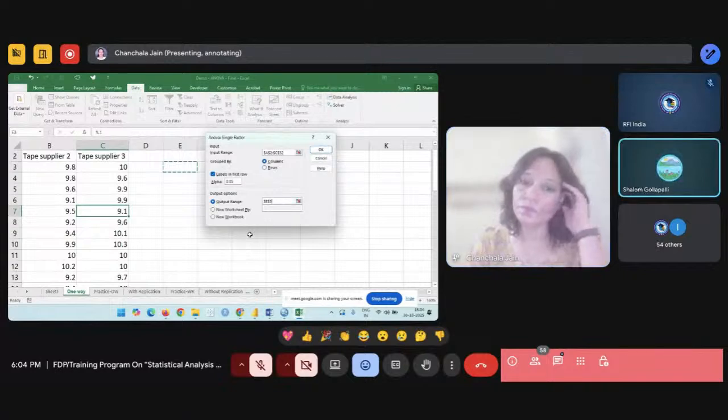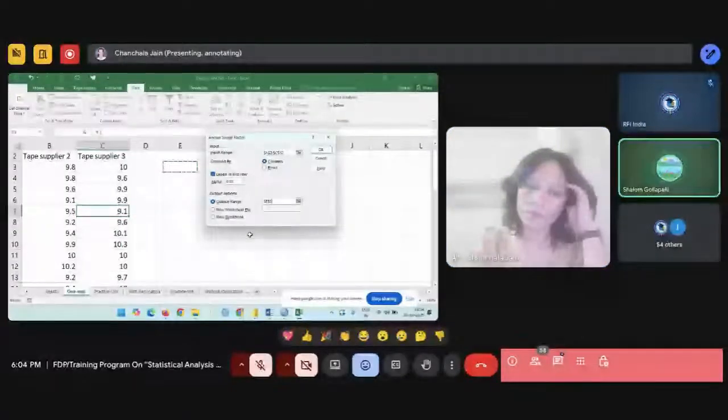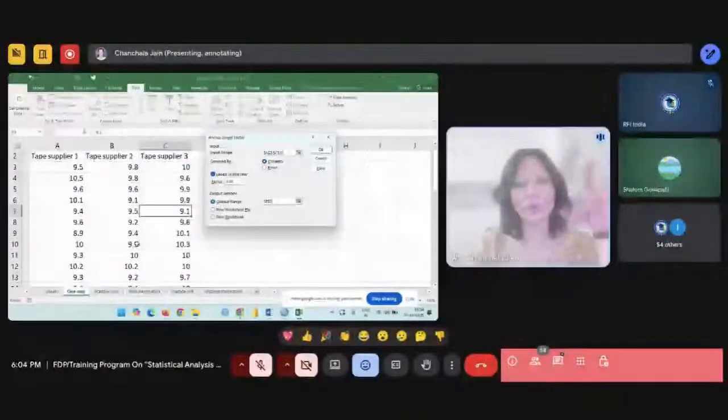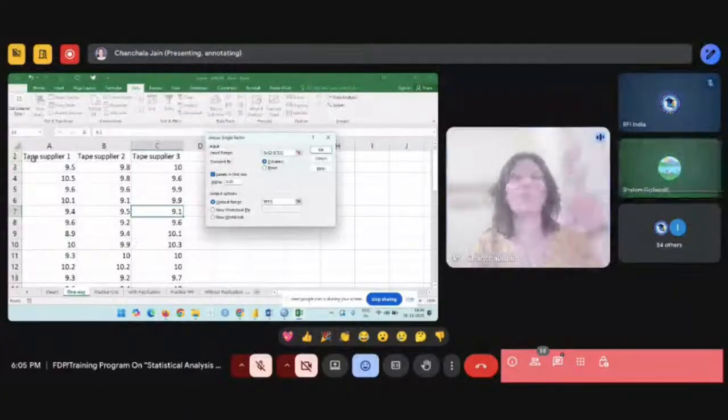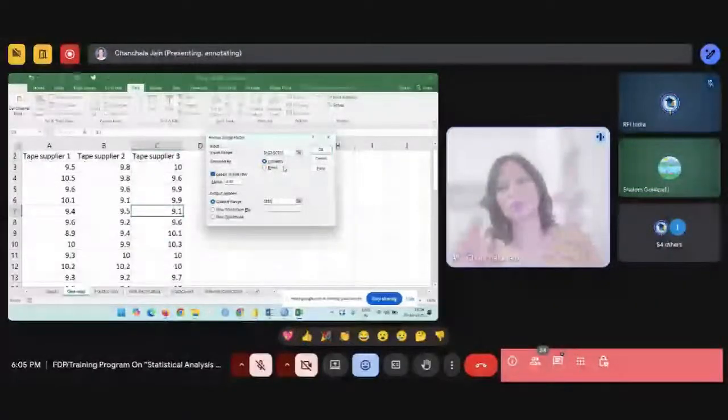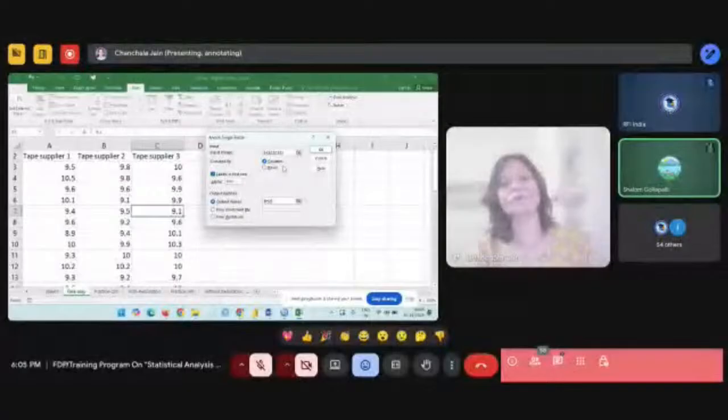Ma'am, please repeat the row and column selection. Select based on row or based on column. Our data is in the columns, so we go with columns. But if data is listed in rows, we will go with rows. Okay, ma'am. Anything else? Shall I go with OK?